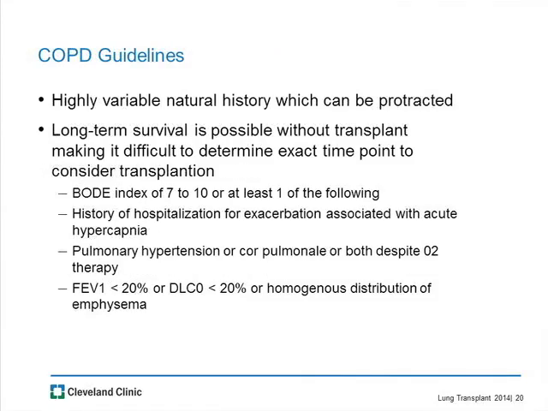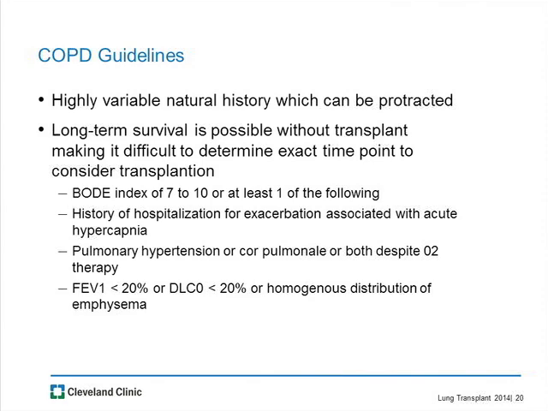The first disease state that we'll talk about is COPD. The variable natural history of COPD can be quite protracted. Long-term survival with COPD without a transplant can happen. It makes it difficult to determine the exact time point to actually consider transplant. Many of these patients can go on for very many years without a drop in their FEV1.